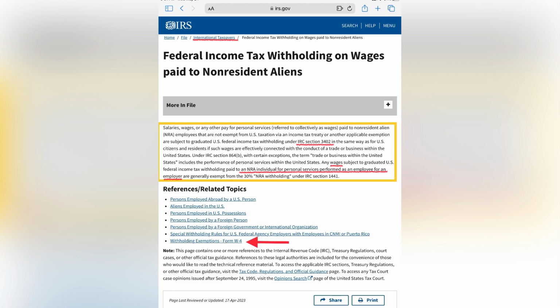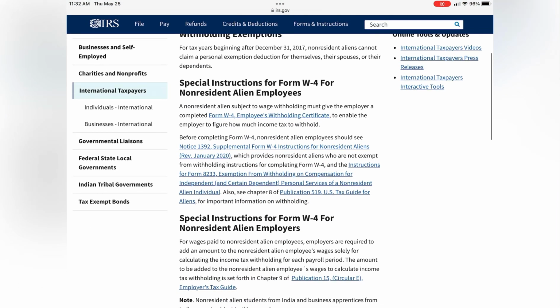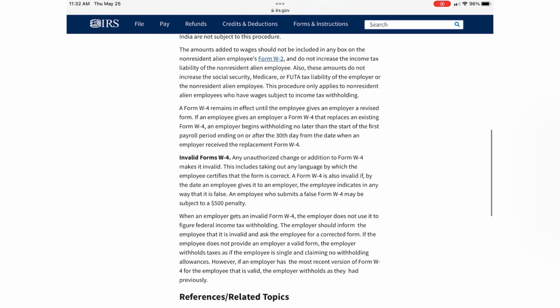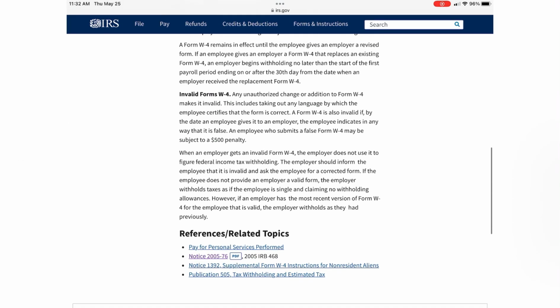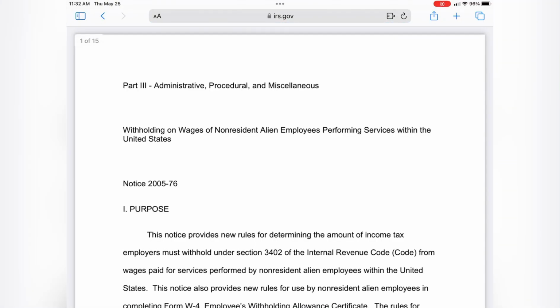So then I noticed towards the bottom of the page where the red arrow is, the link that deals with withholding exemption and Form W-4. So I clicked on that and it brought me to this page. So I just scrolled through because I realized it has everything to do with non-resident alien employees. But I noticed towards the bottom that there is a Notice 2005-76, a PDF from the Internal Revenue Bulletin. So I clicked on that as well and it took me to this.